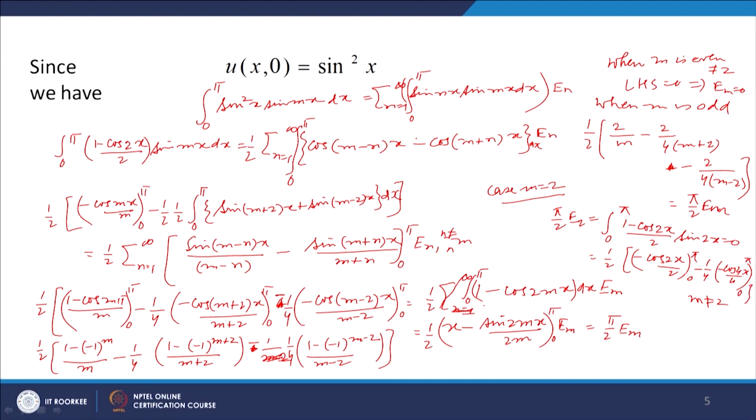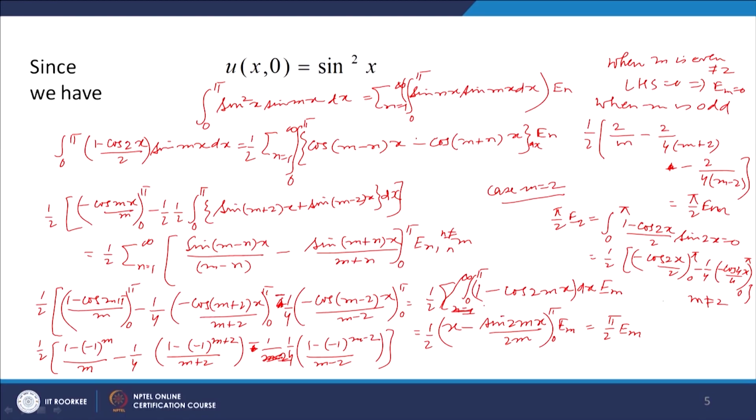And what do we get? If you put here, cos 2 pi is 1, cos 0 is also 1. So, they will be same, and therefore this value will be 0, and similarly this value will be 0.